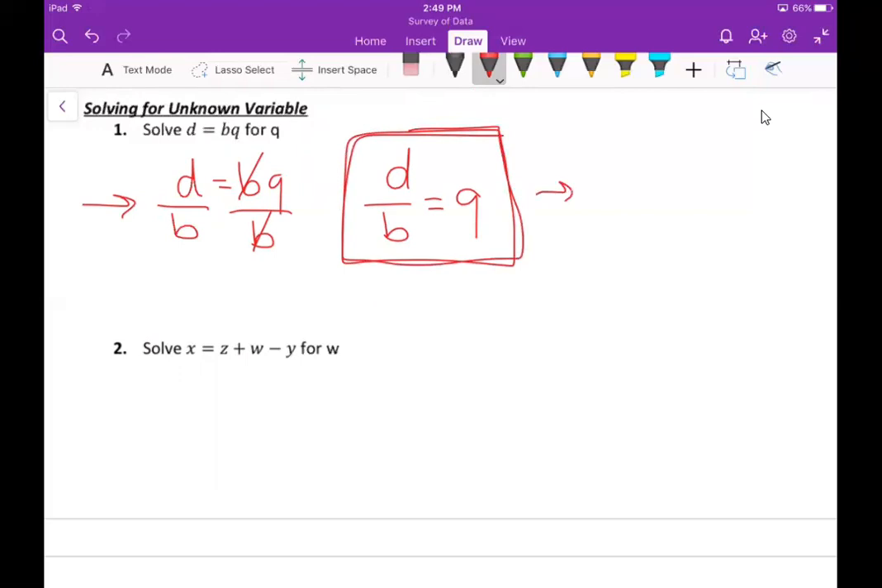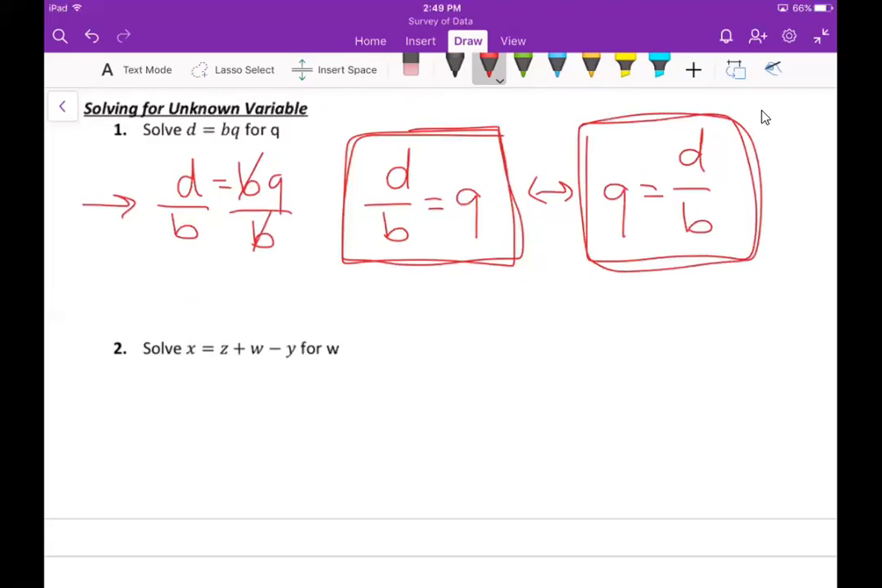You can also think of this, right? The equal sign, you can switch those things around. Q equals D over B. All I've done is flip those two things, right, on either side of the equal sign.